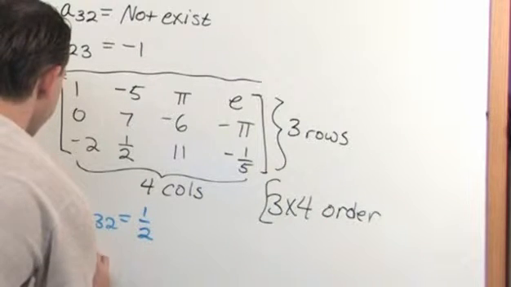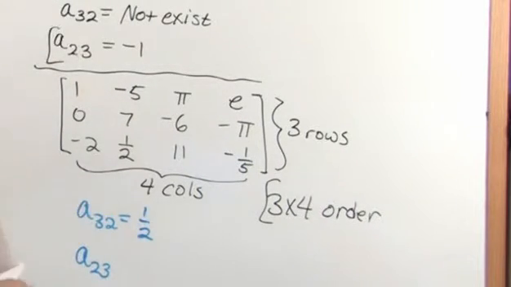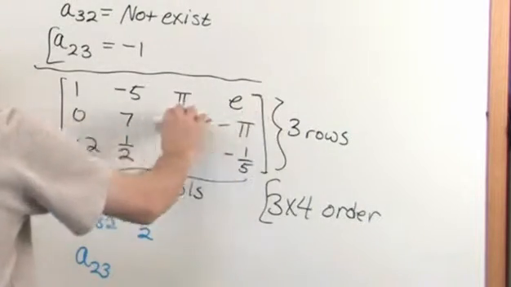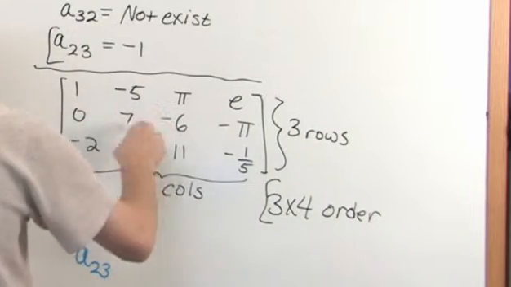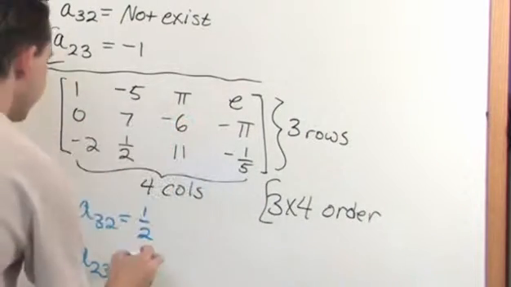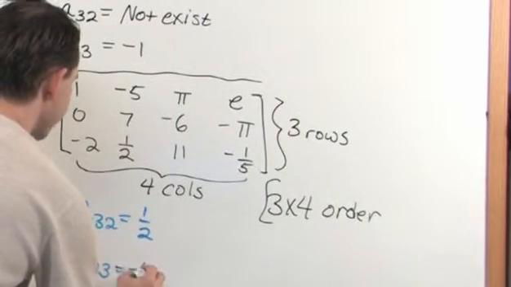And finally, A sub 2, 3. Okay? The first number is the row. We're on the second row. This is the column: 1, 2, 3. Second row, third column, negative 6, just like a crossword puzzle.